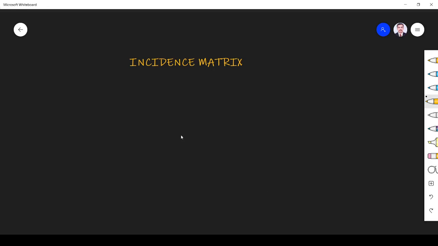Hi friends, in this video we talk about incidence matrix. So this is a simple matrix. Let us see what is the meaning. It is a matrix used to represent a graph. The graph is represented in the form of a matrix. That matrix is called incidence matrix.